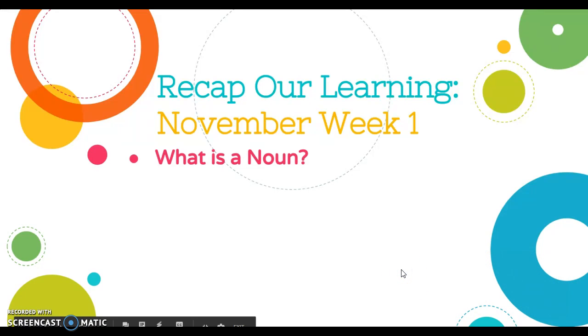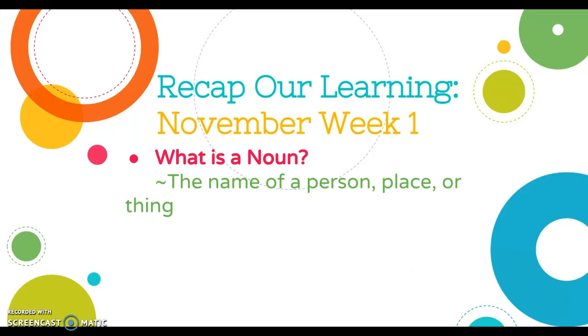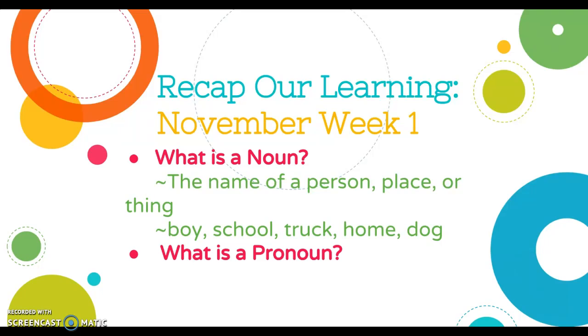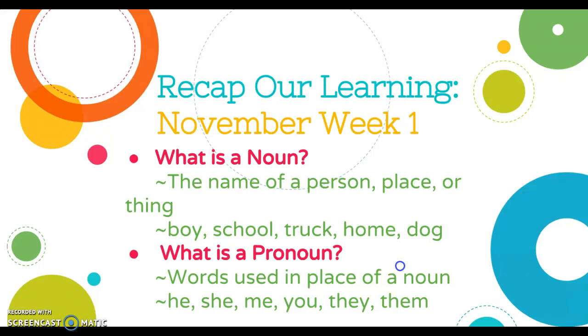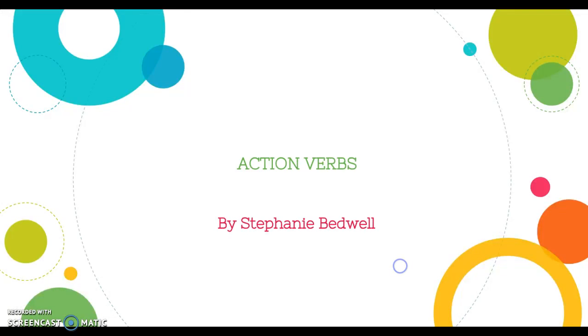Just a little recap of what we went over last week. We went over what is a noun. It's a name of a person, place, or thing. So there's countless nouns. Some examples of those are boy, school, truck, home, and dog. We also went over what is a pronoun. Pronouns are words that are used in place of a noun, and they include he, me, she, it, they.